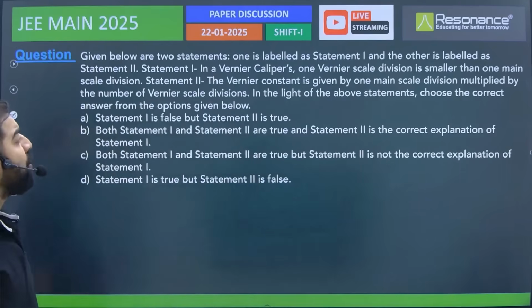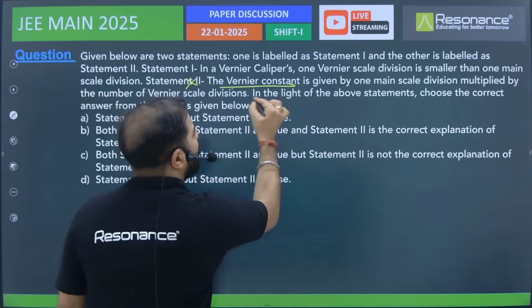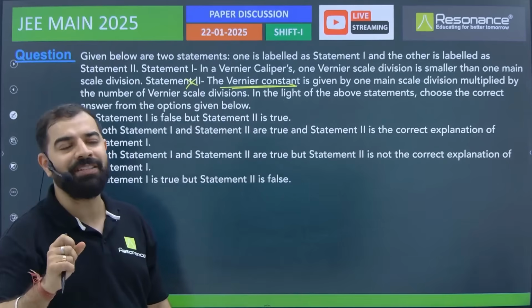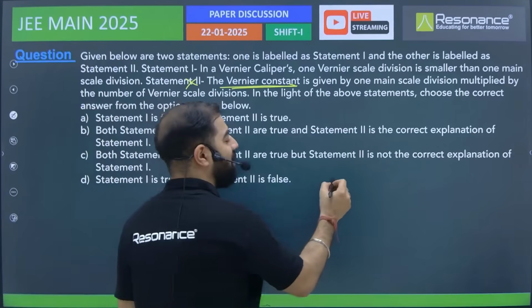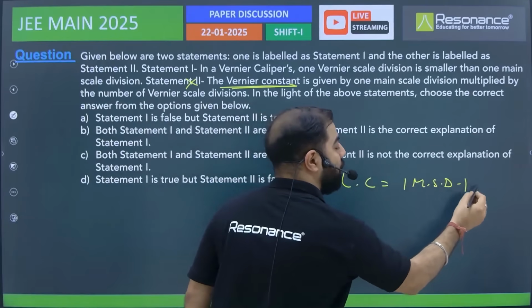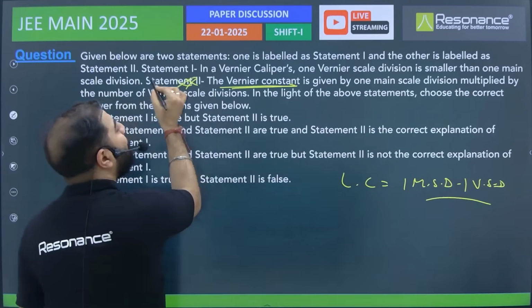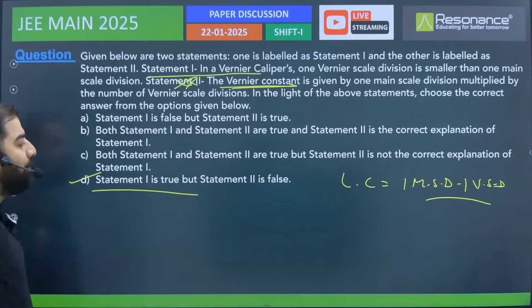Statement 2: the vernier constant is given by one main scale division multiplied by the number of vernier scale divisions. This is not right. Vernier constant is also termed least count, and least count is one main scale division minus one vernier scale division, right? So statement 2 is wrong, but statement 1 is right. So statement 1 is true, 2 is false, option D. Okay, right. So that's from errors.